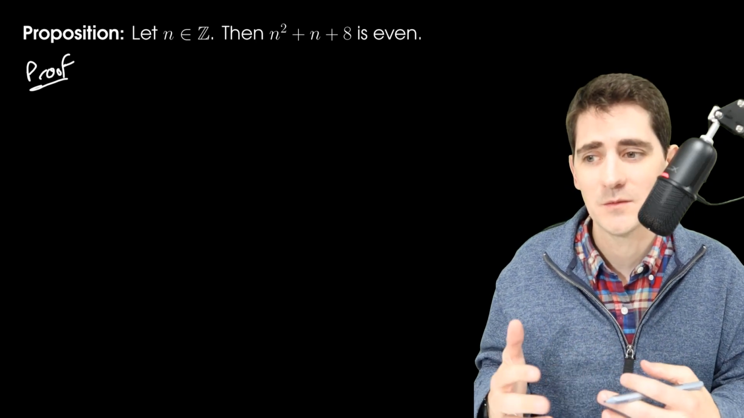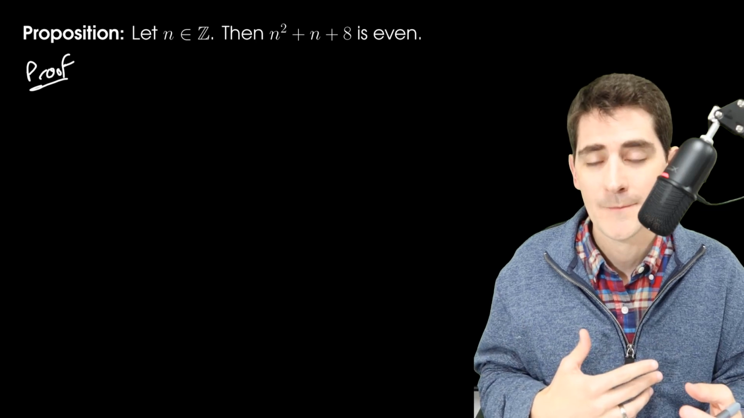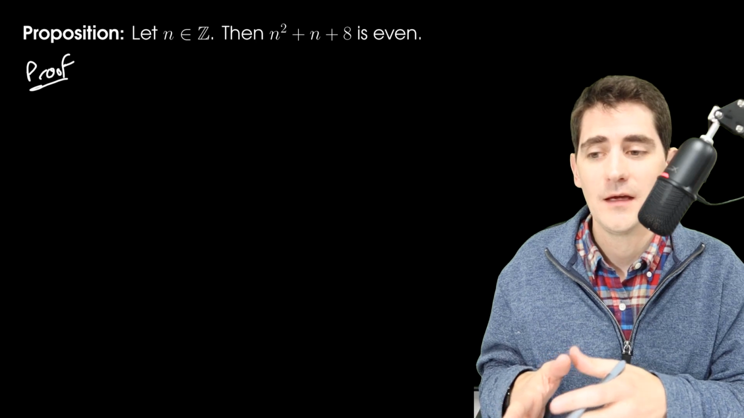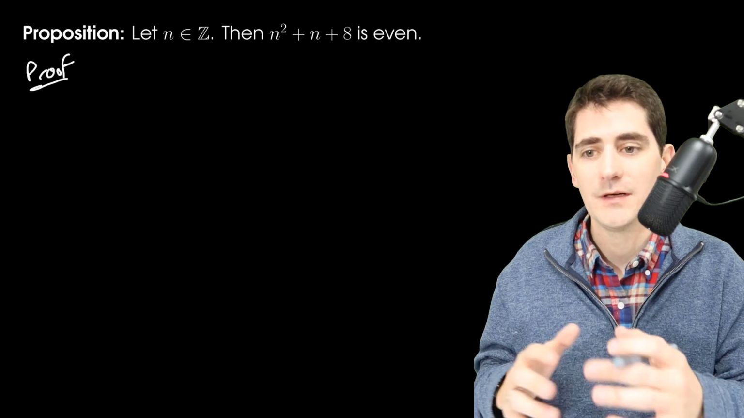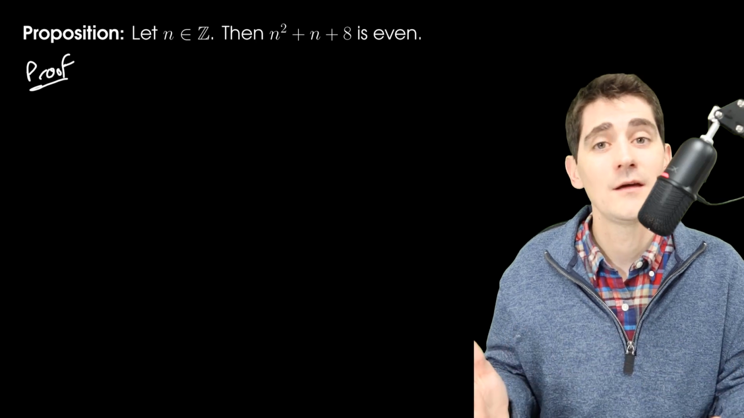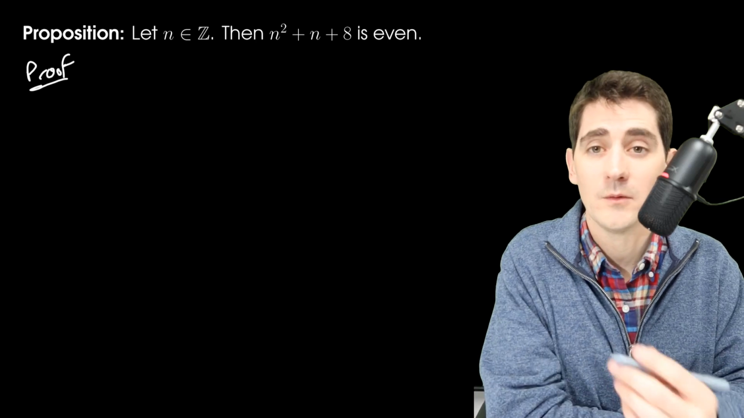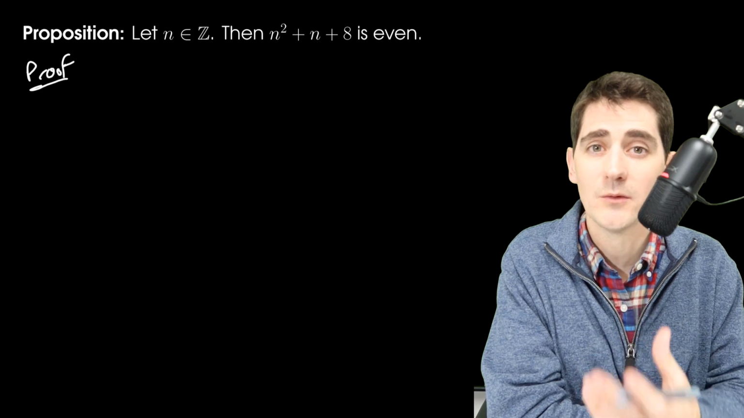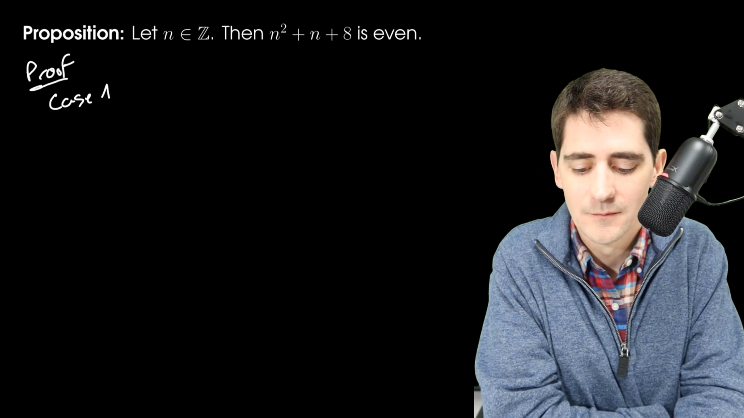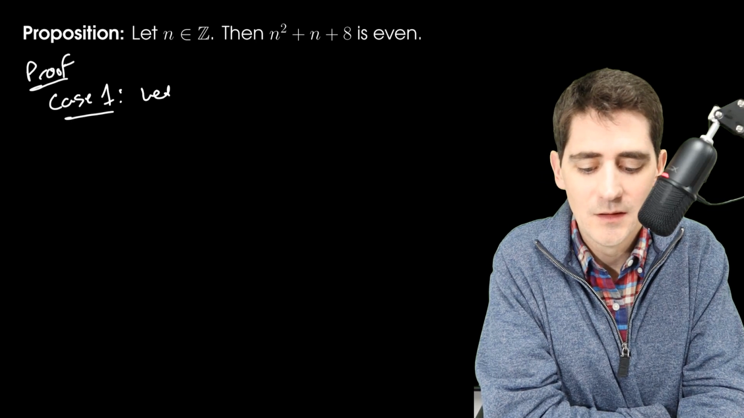In fact, we tested both even and odd integers, so I have an idea. Let's prove it first if n was even, and then let's prove it again assuming that n was odd. And that should cover all cases. And cases is the word that we want to say here. We actually are going to prove this through cases. I'm going to say case 1. Let's let n be even.